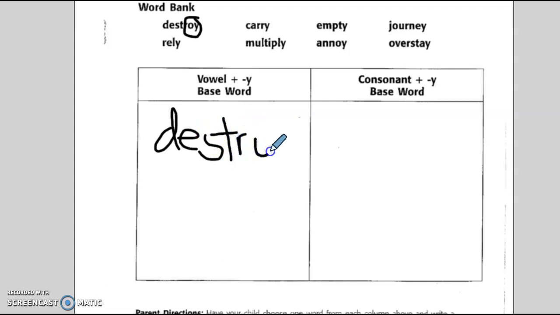Let's do a couple examples together before you start working on your own. Step 1, after we've read the words, is circle the ending and then write where that word should go. So this one has a vowel O plus Y, and so it would go on this side.